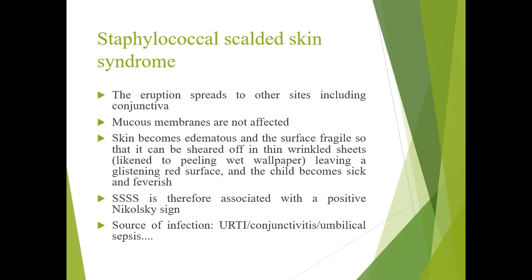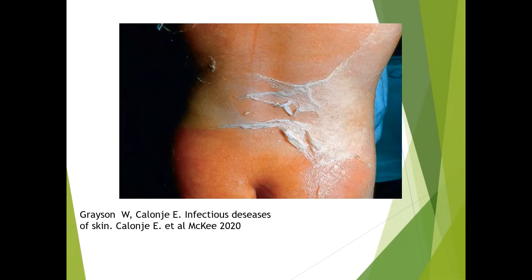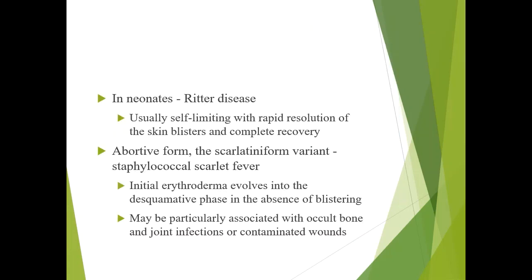Usual source of infection may be from upper respiratory tract infection, conjunctivitis, umbilical sepsis. In this picture, we can see the peeling of the skin. In neonates, the disease is usually self-limiting with rapid resolution of the skin blisters and complete recovery.